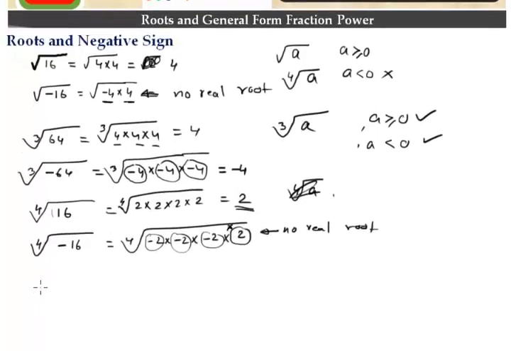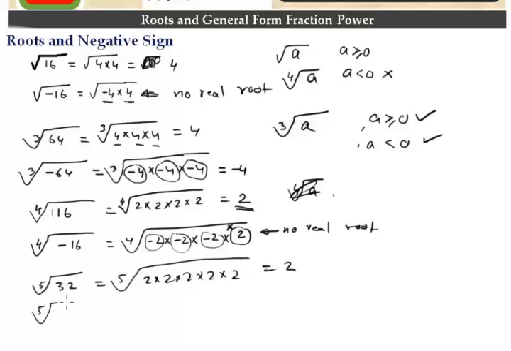Let us see another example, fifth root. Fifth root of 32 will be actually fifth root of 2 times 2 times 2 times 2 times 2. 5 times 2 multiplication is 32. So we will get 2.